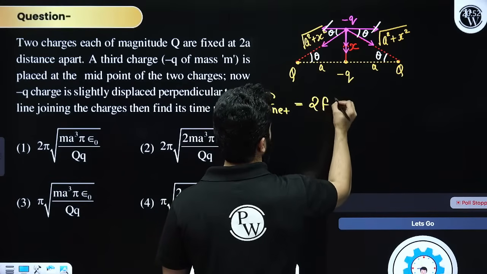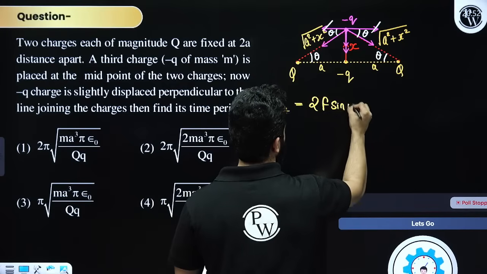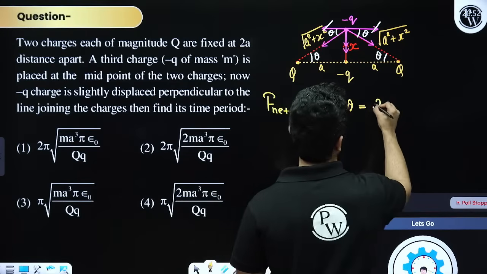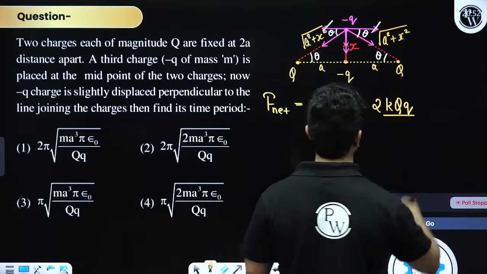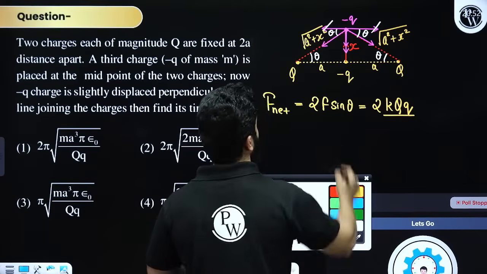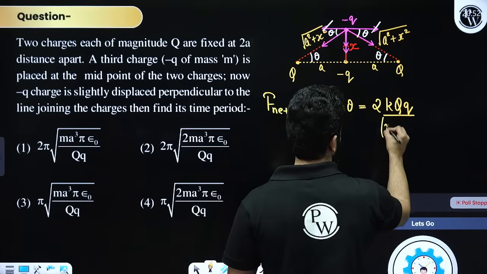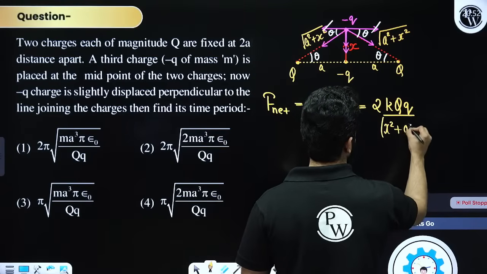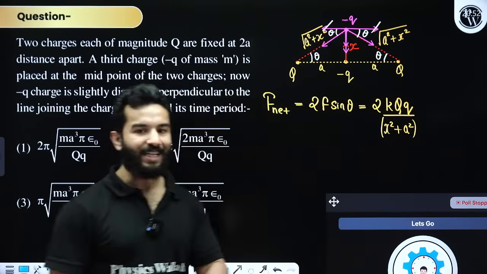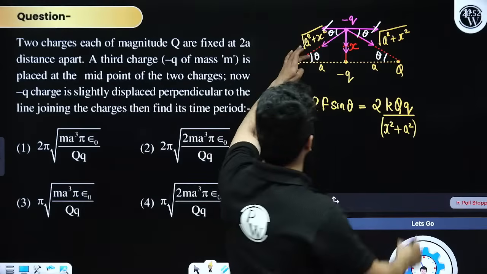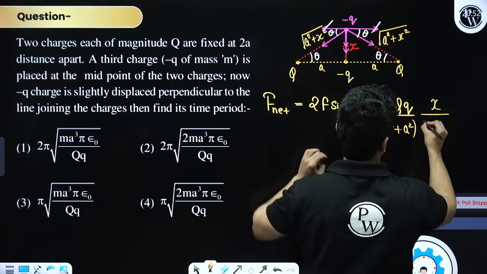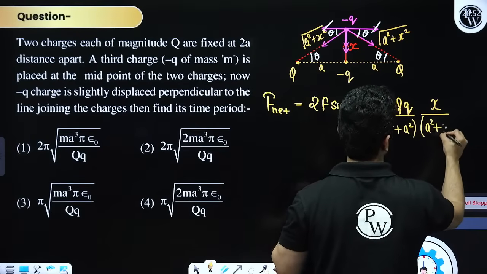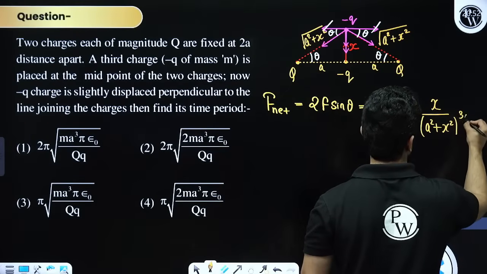So the net force will be written as 2F sine theta, where F is kqQ divided by the square of the distance. Square of distance means x square plus a square, multiplied by sine theta, and sine theta is, by the way, x divided by a square plus x square whole raised to the power 3 by 2.